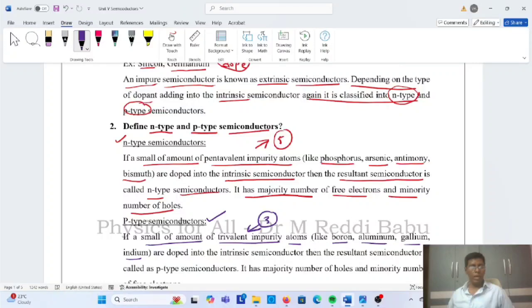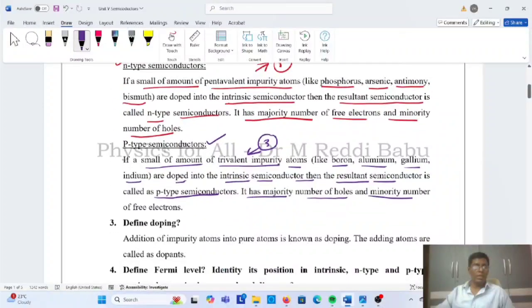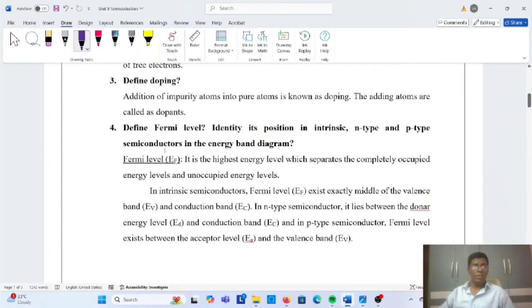If you dope trivalent impurity atoms into the pure or intrinsic semiconductor, then it gives a resultant material called P-type semiconductor. In P-type semiconductor, there exist more holes, that is a majority of holes, and a minority of free electrons. This is about N-type and P-type semiconductor.